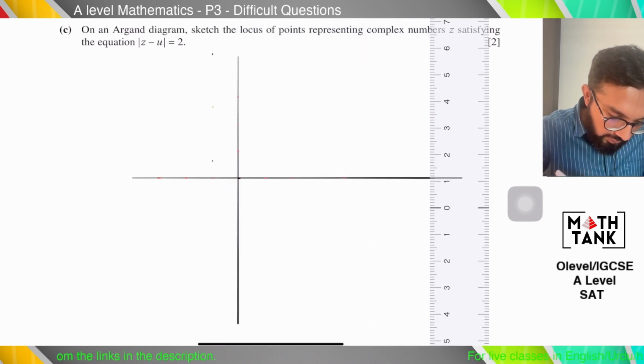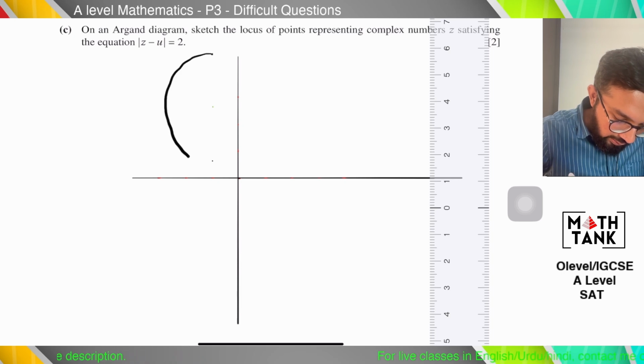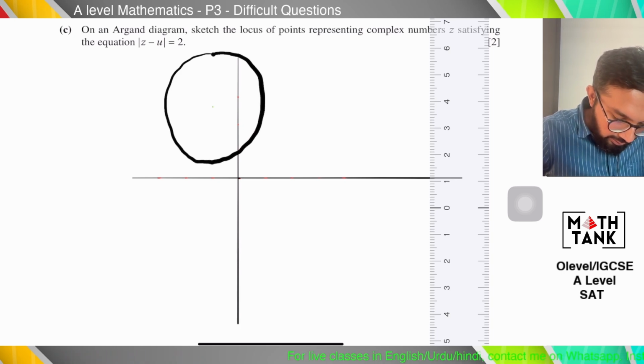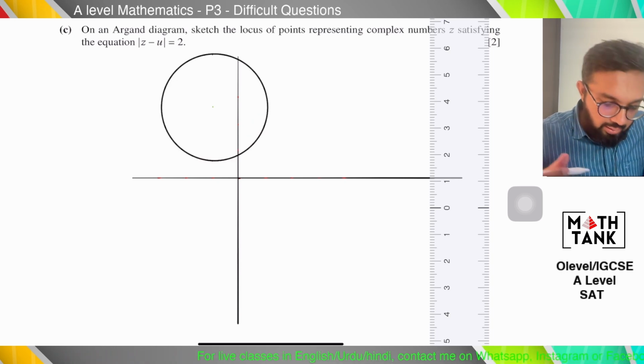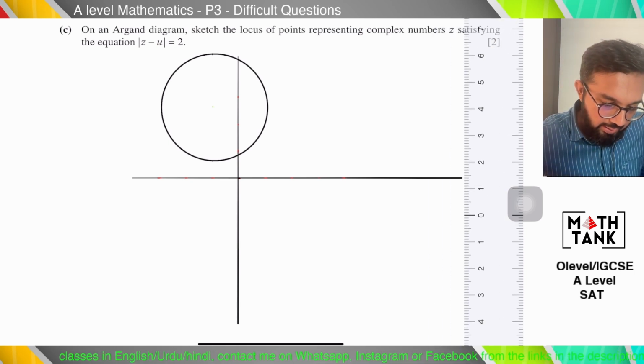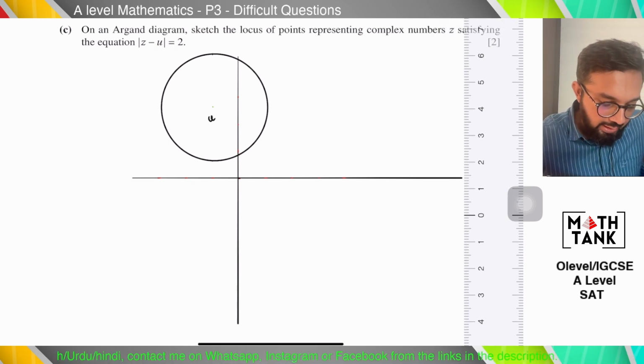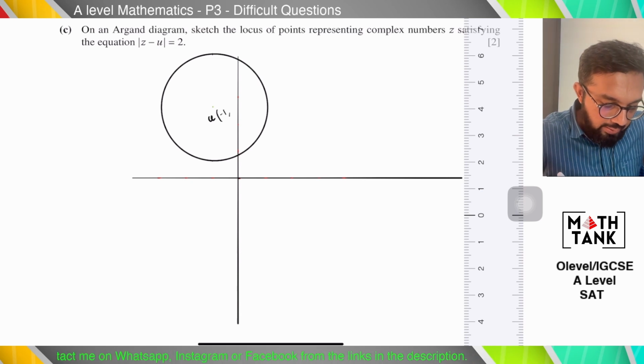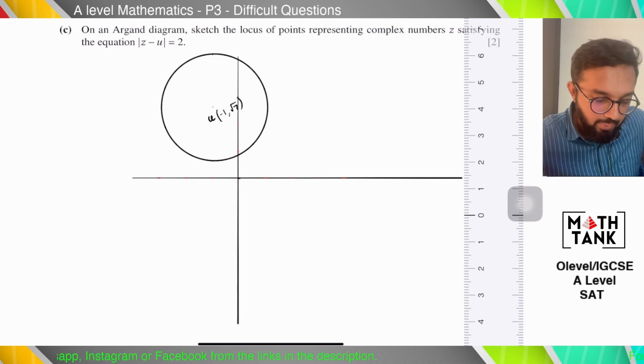Okay, so this is what my shape will look like. This is 2 centimeters and it has u as the center. I'm going to mark that so that there are no confusions. Minus 1 and root 7 is the point that I've marked.